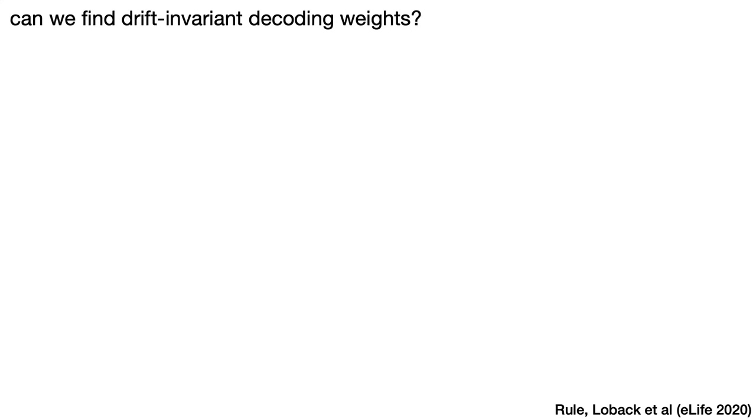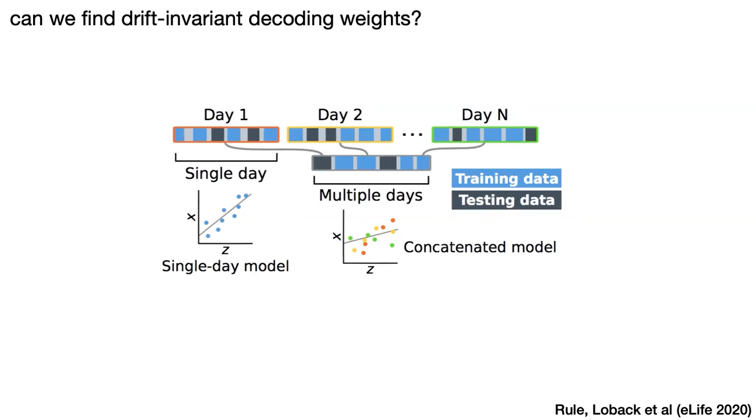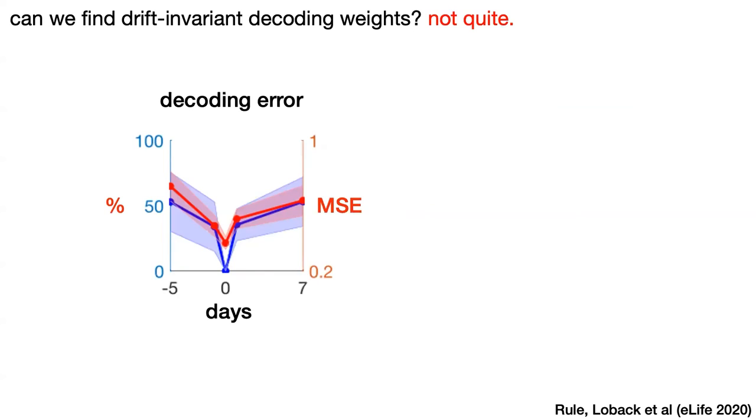But this raises an obvious question. There's a huge amount of redundancy in this code, okay? We're only reading out a small amount of information from a large number of cells. Can we find a drift-invariant set of weights? How might we do this? Well, an easy way is to take data from multiple days and try to build a model that can predict as well on any given day. And the answer is, it kind of works.